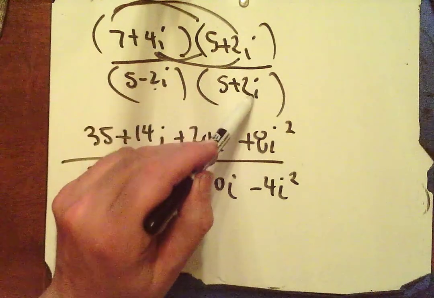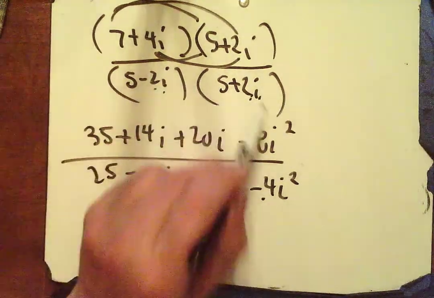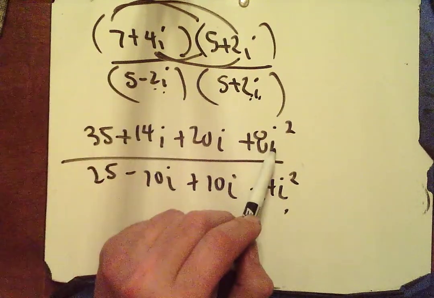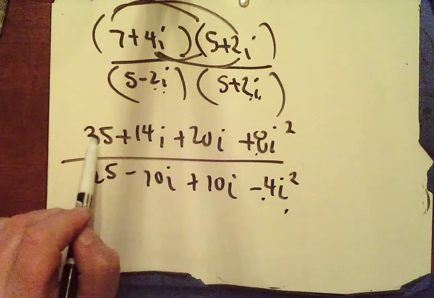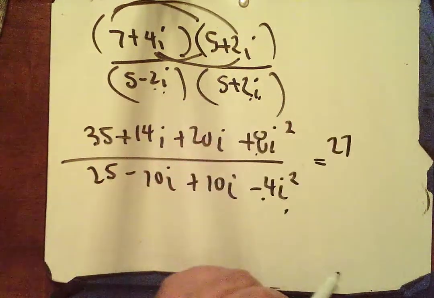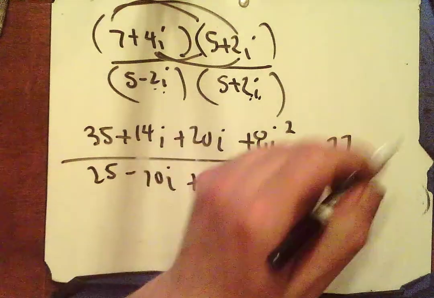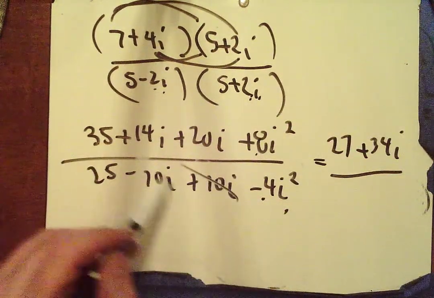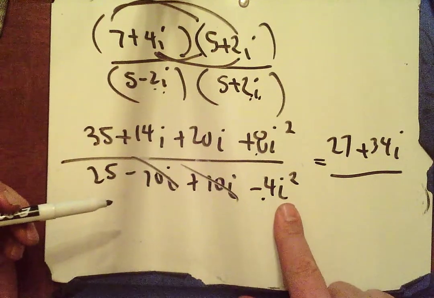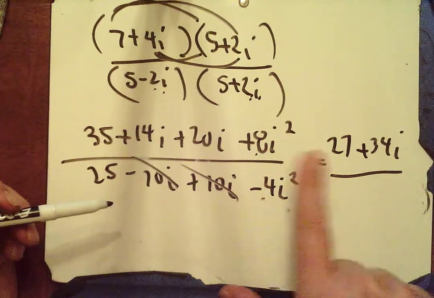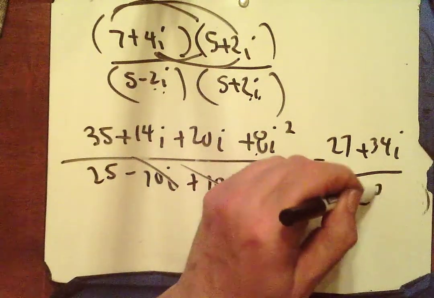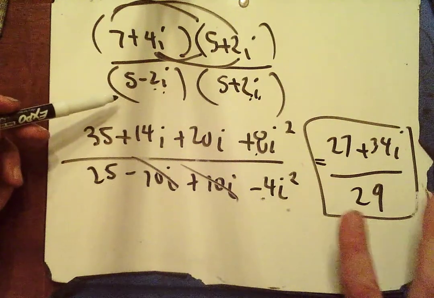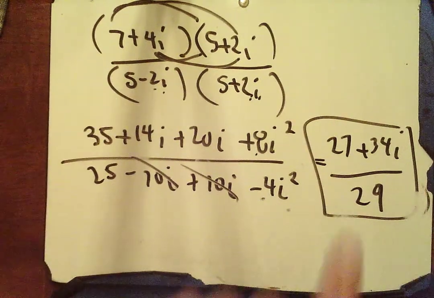Negative 2 times positive 2 is negative 4. i times i is i squared. So how can we tidy it up? Well, i squared is negative 1, so that's negative 8 plus 35, which is going to be 27. 14 plus 20i is 34i. Now on the bottom, my i's cancel. i squared is negative 1 times negative 4 is positive 4 plus 25 is 29. Remember, when we rationalize the denominator, there should be no imaginary numbers left down there, and there aren't.